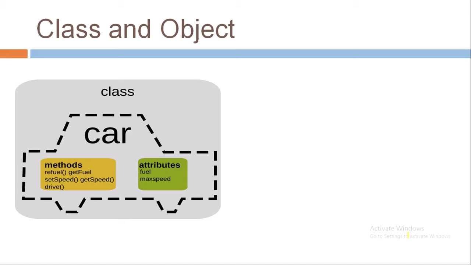See here, the car is a class. It is having methods and attributes. So the methods are refuel, get fuel, set speed, get speed and drive. These are the behaviors of car. And the attributes are fuel and maximum speed, max speed. These two are the attributes of class car.